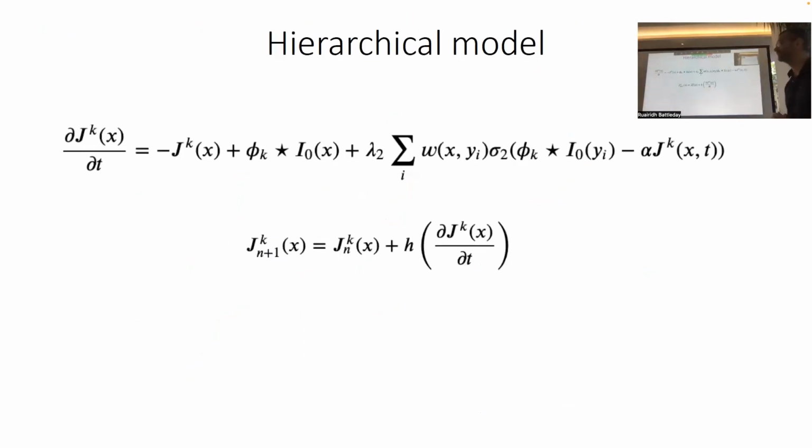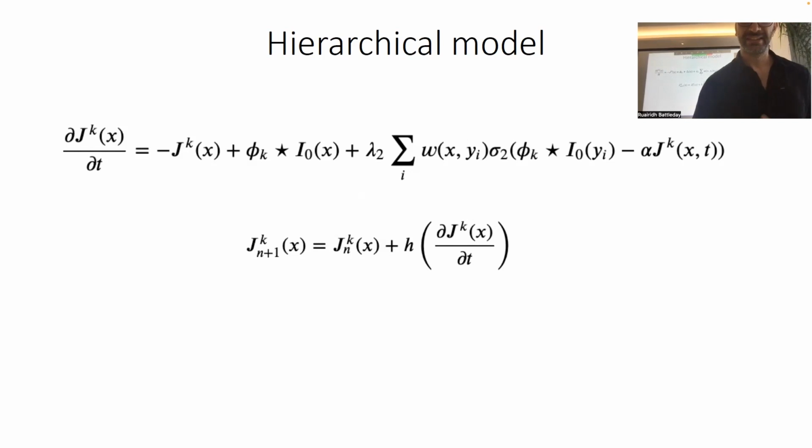So this is the hierarchical model, similar to the one proposed by Hubel and Wiesel. The only difference with the previous model is inside the nonlinearity, sigma 2 is the convolution of the linear filter with the image. And I should also say that the nonlinearity in this case and in the previous case is an even function, like an absolute value raised to a power. And again, we iterate until J, the activity, converges.